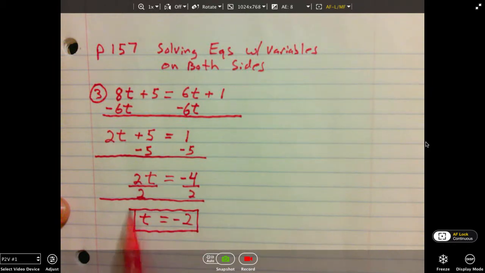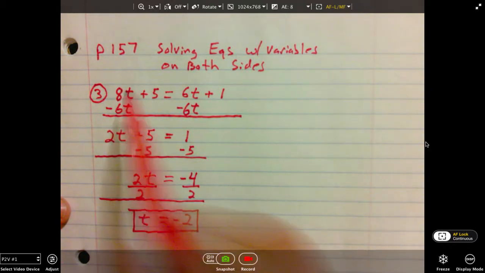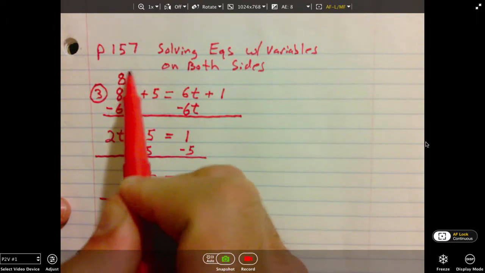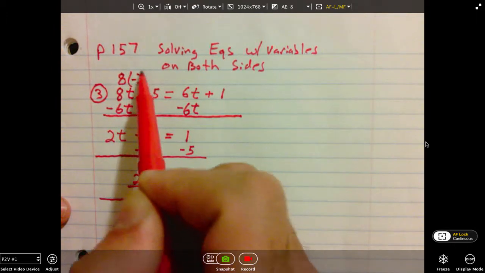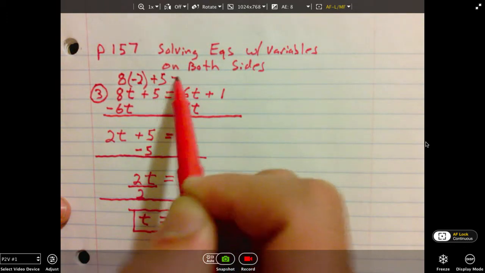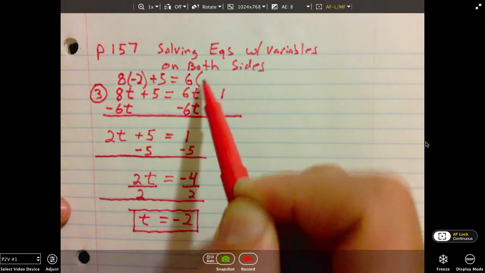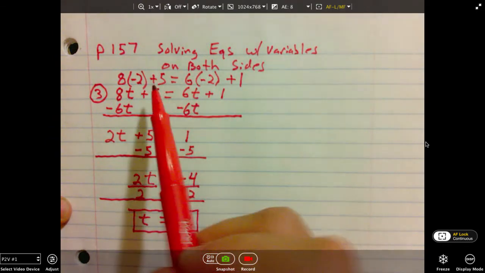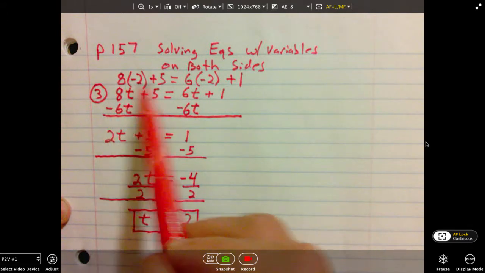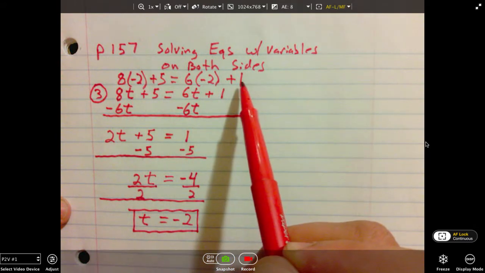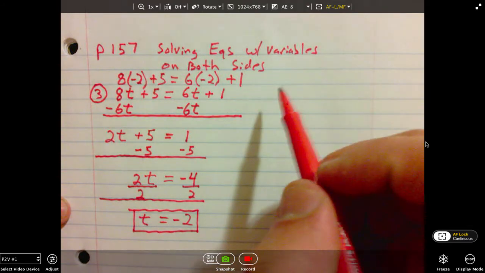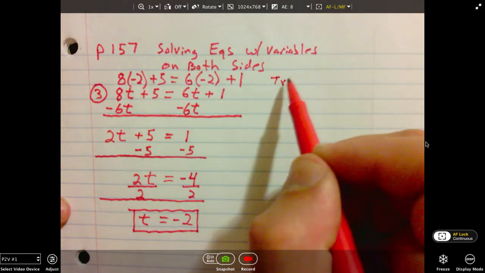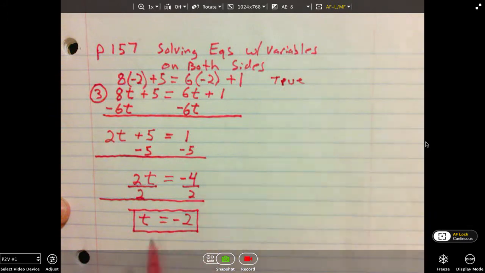We will take this possible solution and substitute it back in place of t. 8, open parentheses, instead of t, negative 2, plus 5, equals 6, open parentheses, negative 2, plus 1. Using our calculator, we will evaluate the left expression and the right expression. When we do that, we will see that this statement is indeed true. Therefore, t equal negative 2 is a solution.